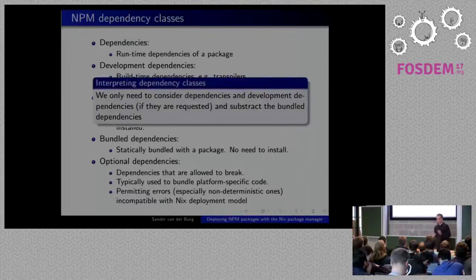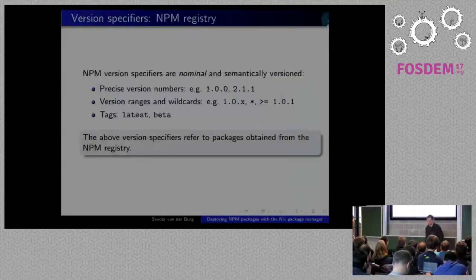But if we want to create a generator, what we basically only have to do is look at the dependencies and development dependencies if they have been requested, and subtract the optional dependencies. And peer dependencies, for example, we don't have to do anything with them because they're merely a check. Then there's another thing.